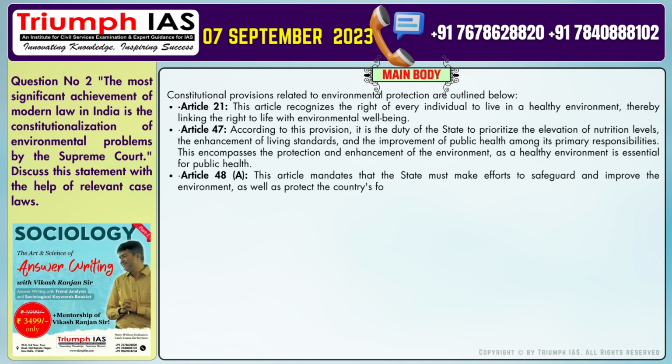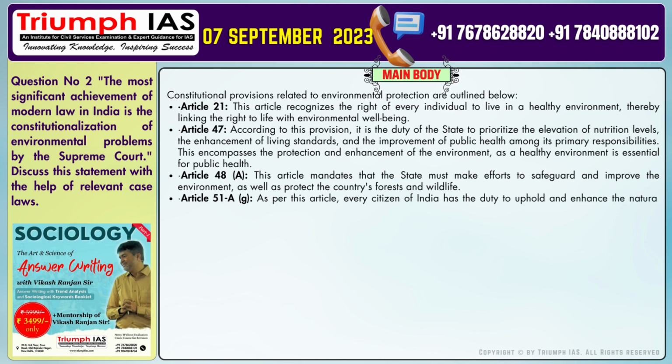Number 4. Article 51-A. As per this article, every citizen of India has the duty to uphold and enhance the natural environment, including elements like forests, lakes, rivers, and wildlife. Citizens are also expected to demonstrate compassion towards all living creatures.